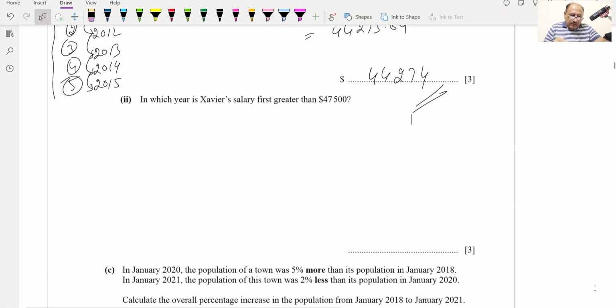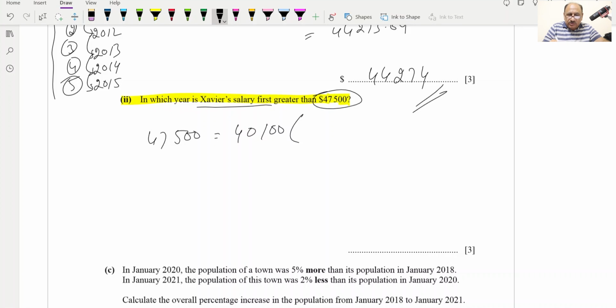3-mark question: in which year is this person's salary first greater than this amount? So we need to check for that one. So the amount we can take, and the same compound interest formula we can apply. The original principal amount is this one, times 1 plus 2 over 100 raised to the power t.